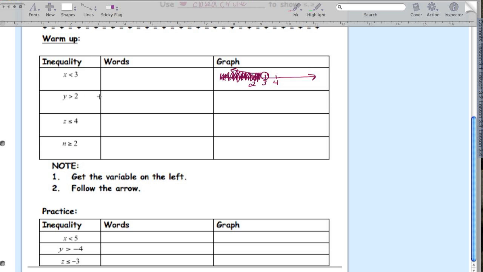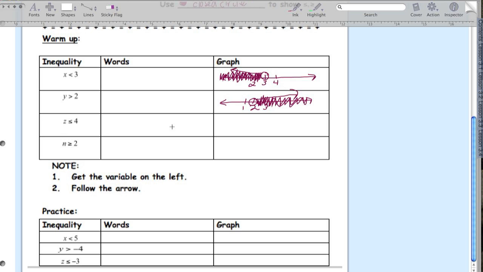This is y is greater than 2. That's what you would write there. So on our number line, we're going to go 1, 2, 3. And y is greater than 2. So we put an open circle and all the values to the right because it's all the positives, all the ones greater. Then we can shade that in. It's a little sloppy here, but that's the idea.